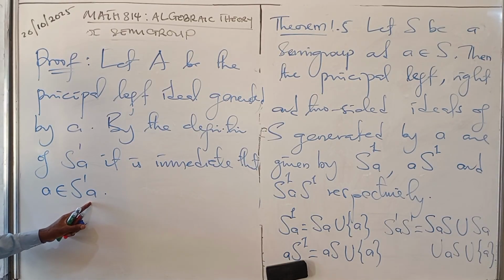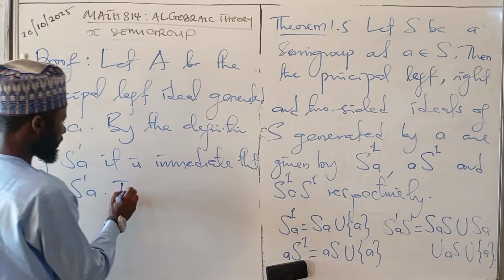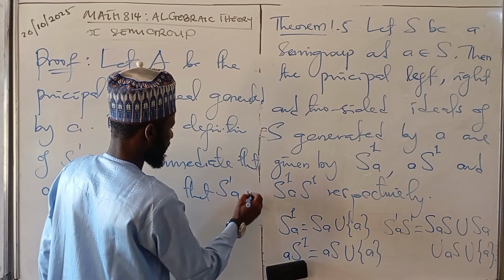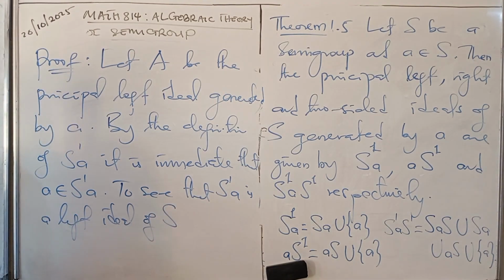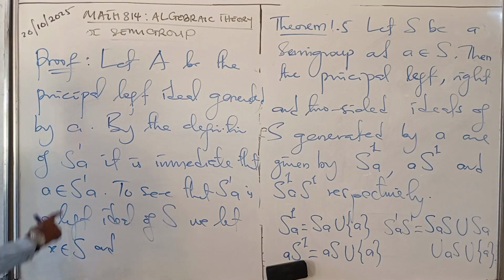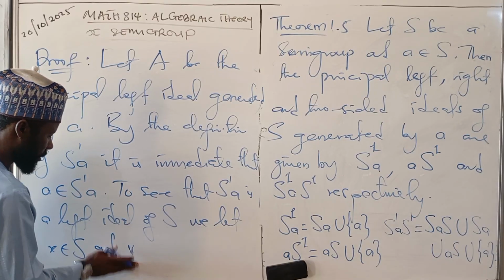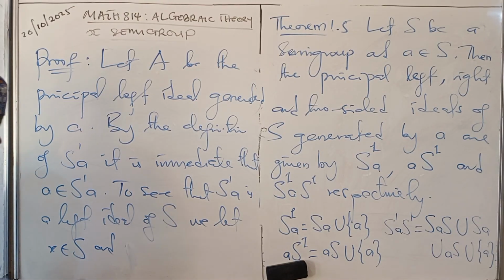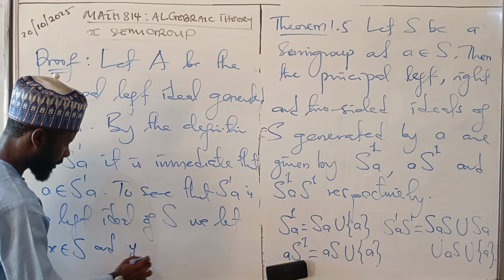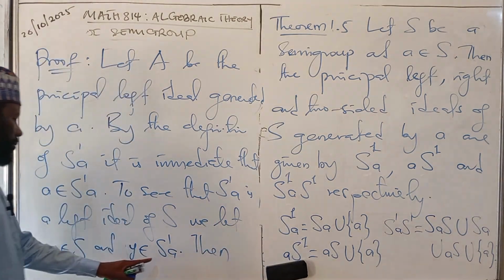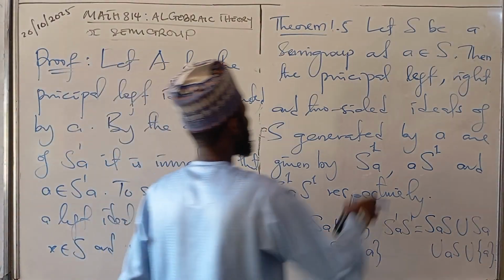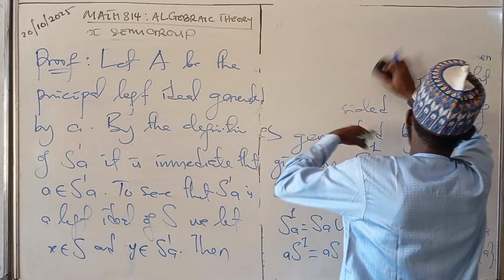Now, is this thing a left ideal? To see that S^1 A is a left ideal of S containing A, we take an element X from S, and take some element Y to be in S^1 A. Then Y must be BA for some B in S^1.